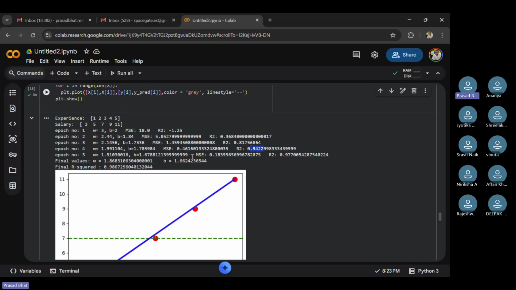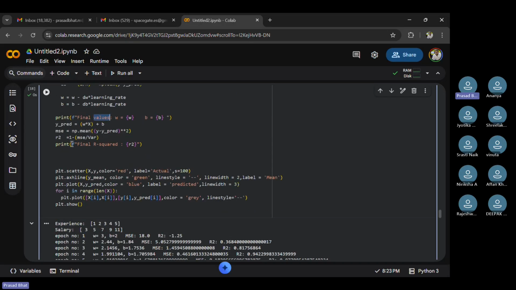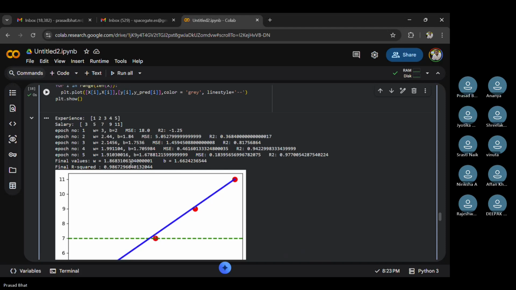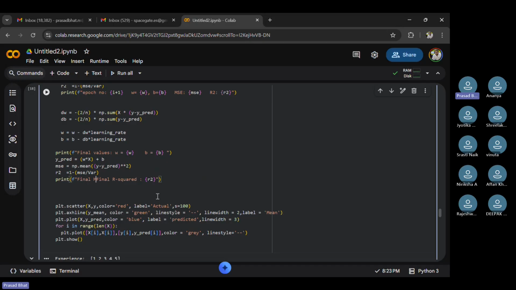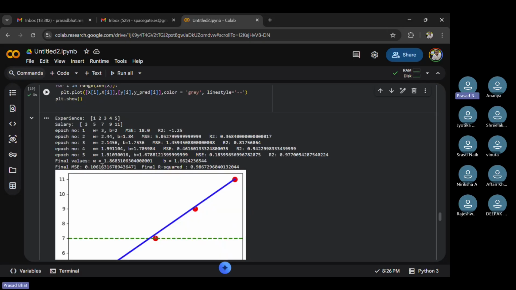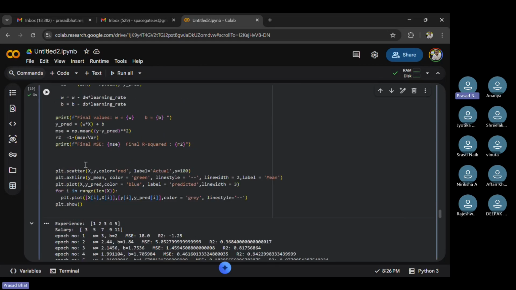Epoch number 5, again the same concept. So the final value, 1.86. Had we continued, this would have been epoch number 6, right? So W 1.86, B 1.66, correct? This is the final value that we have printed here, and the final R squared is 0.9867. We can also print the final MSE, correct? See, 0.106.